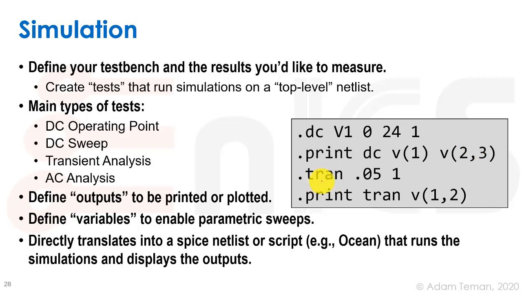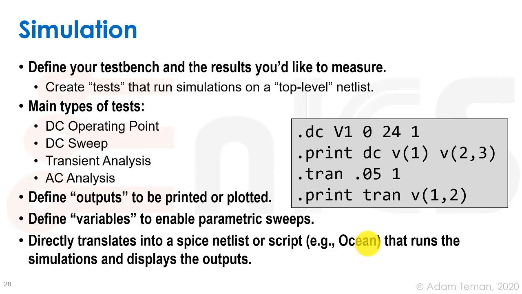We can make a transient analysis that will run for 1 nanosecond and print values with a time step every 0.05 nanoseconds. And in the transient analysis we'll print the voltage difference between nodes 1 and 2 at every time step. Okay, so we can also write scripts.